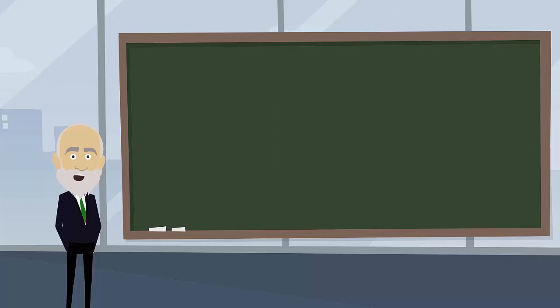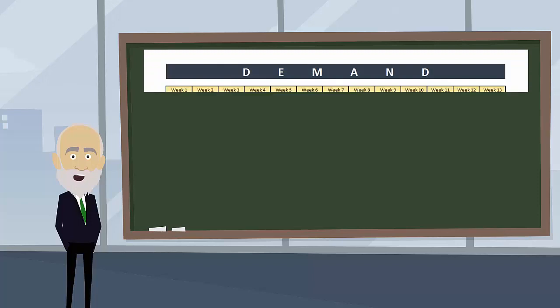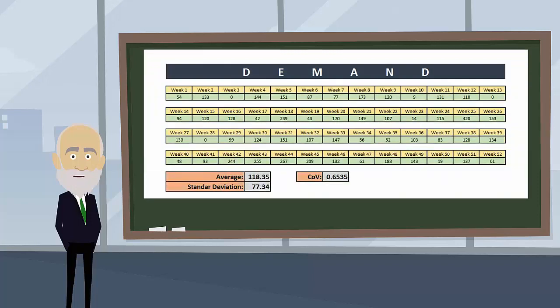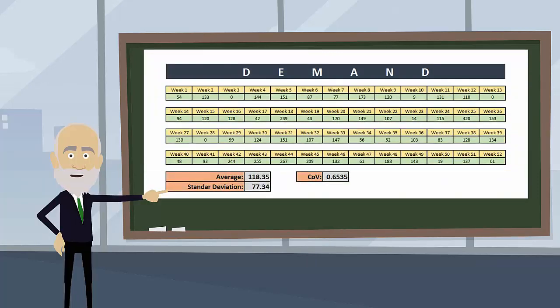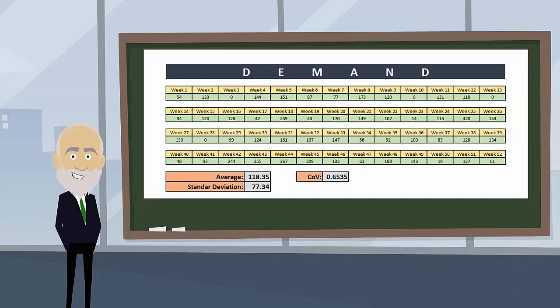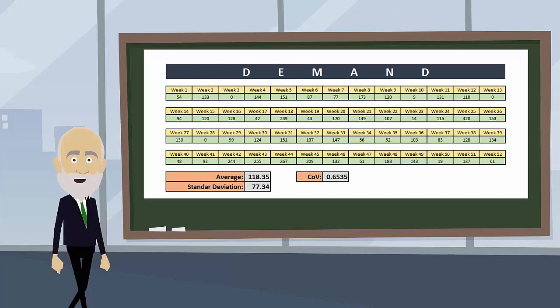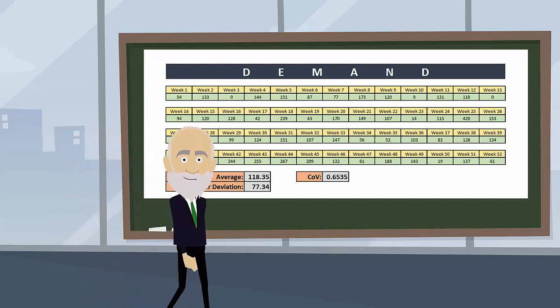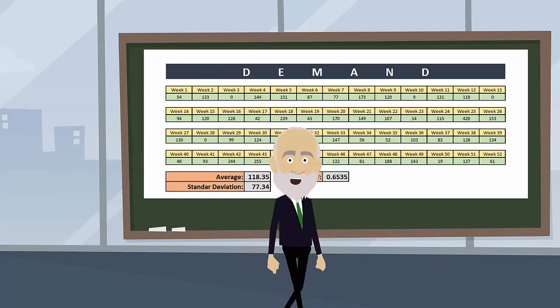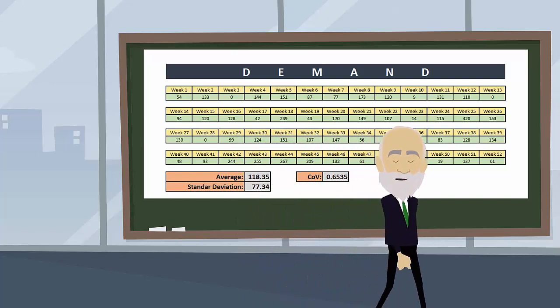Suppose that the weekly demand of a company during the last year is as shown in the following data. As you can see, the coefficient of variation is 0.65. If the data are weekly, and the coefficient of variation is less than 1, this means that the demand during the year can be considered constant. Information on whether demand is constant is extremely important in designing the inventory policy of an item.